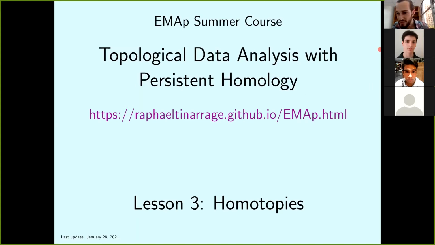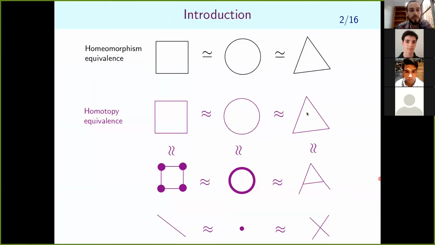Let's go. So this is the third lesson of topological data analysis, and this will be the last theoretical lesson of the week. We will talk today about homotopies. So yesterday, I introduced homeomorphisms and the homeomorphism equivalence. So we learned how to classify topological spaces into homeomorphism equivalence classes.